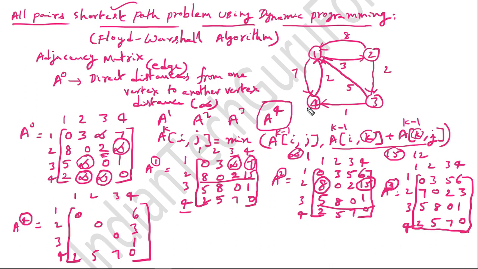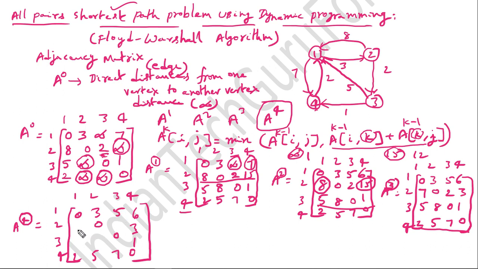So here the intermediate node must be 4. So next, 1 to 2. 1 to 2 using intermediate node as 4. 1 to 4, from 4 to there is no link. So keep the previous value 3 as it is. Next, 1 to 3. 1 to 3 using intermediate node 4. There is no link here. It will stop here. So keep the previous value as it is.